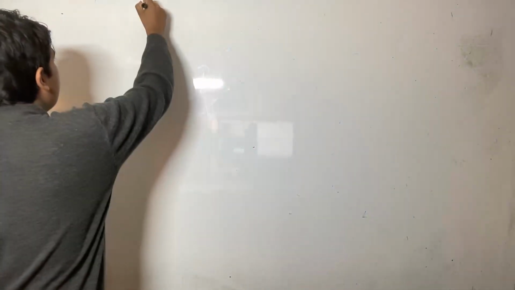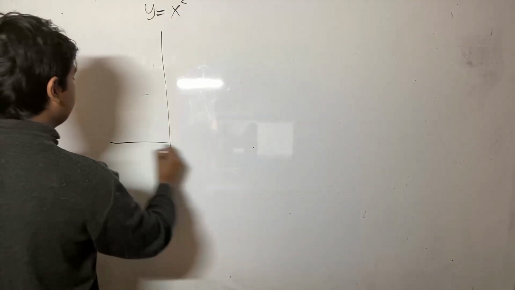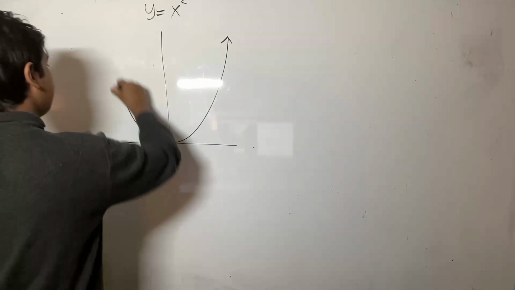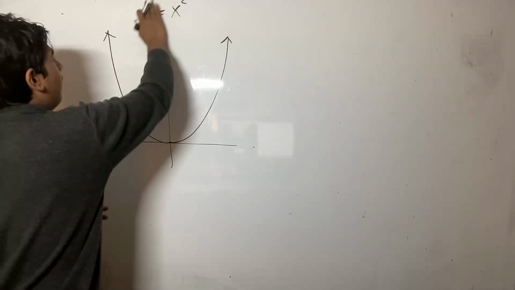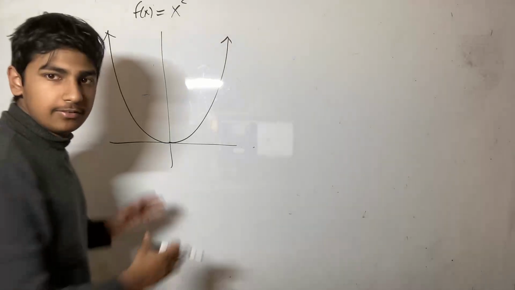For example, if we have a function like y equals x squared, if I want to graph that here, this is what it looks like. It's just an upwards parabola. Or let me write it as f of x. F of x equals x squared. This is what it looks like.